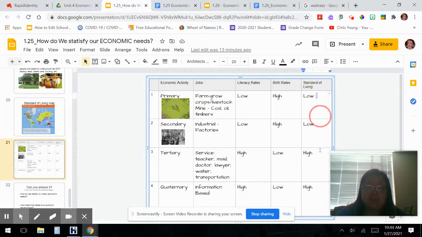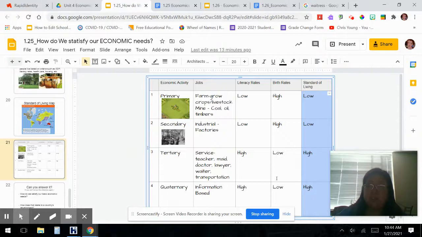Your standard of living is usually going to follow your literacy rates, okay? If you have a good life, more than likely, you being able to read is going to be a major indicator. And so in most cases, your standard of living matches your literacy rates.